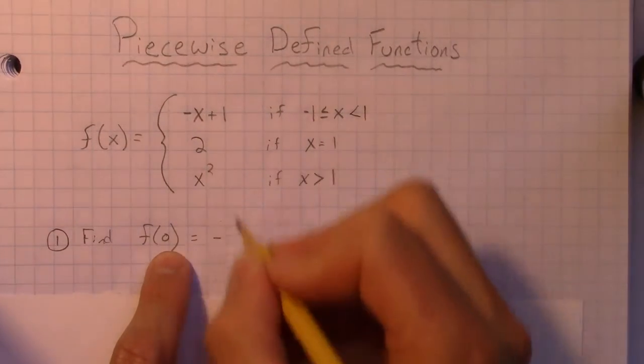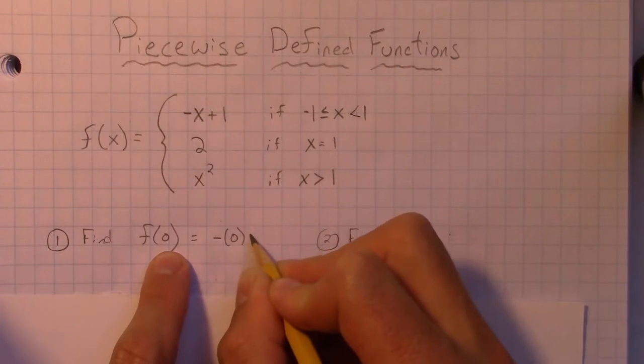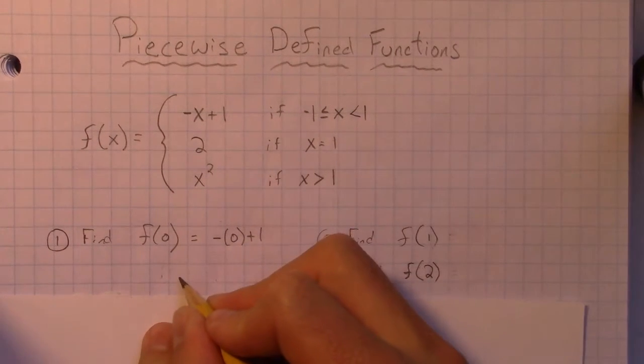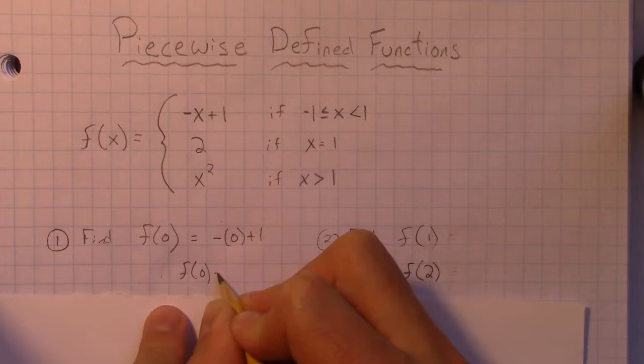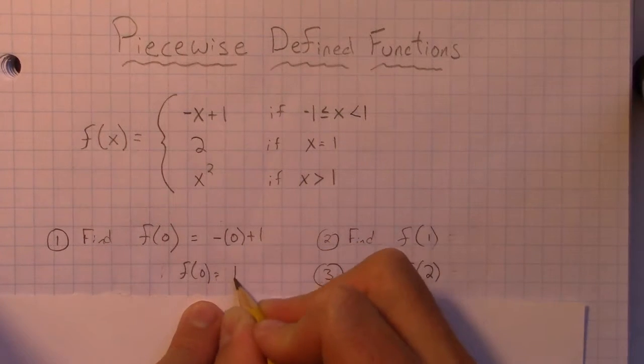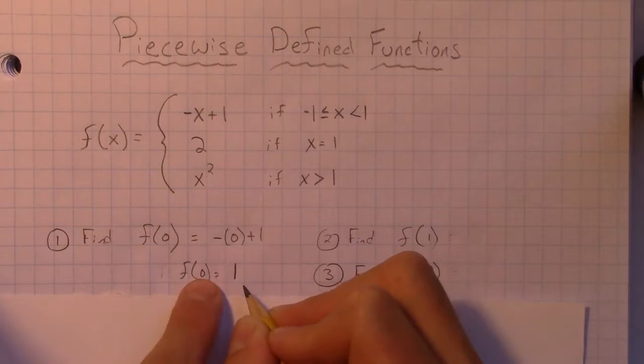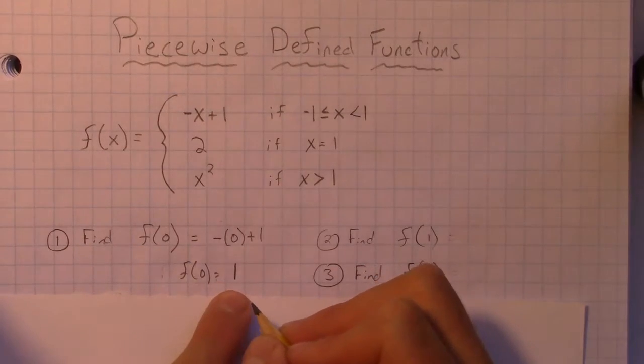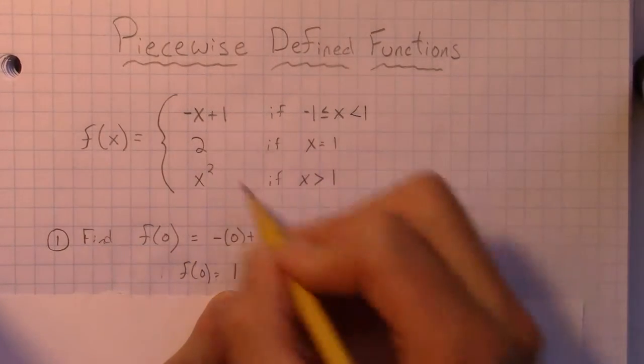So just plug in 0 for x. Negative, instead of the x there's a 0, plus 1. So f of 0 equals negative 0 plus 1, which is positive 1. The output is 1. That would be your answer there. So when it says find f of 0, it's 1. You just have to figure out what category it fits in.